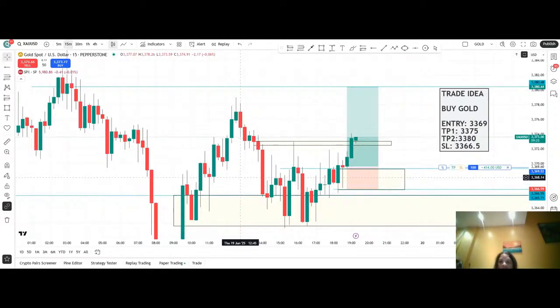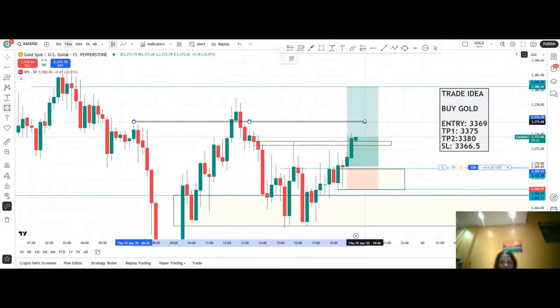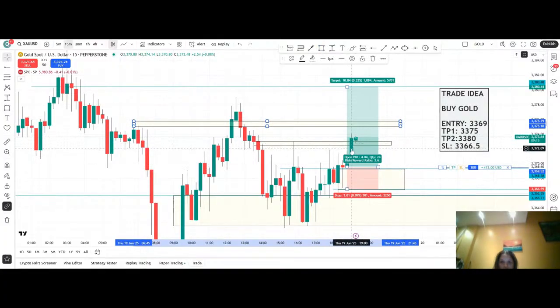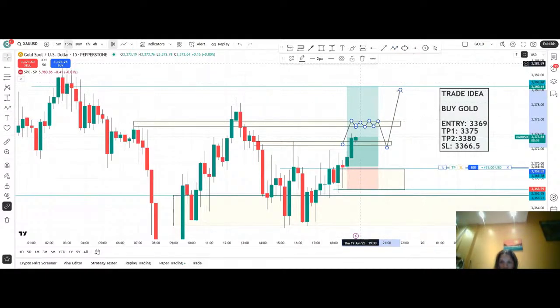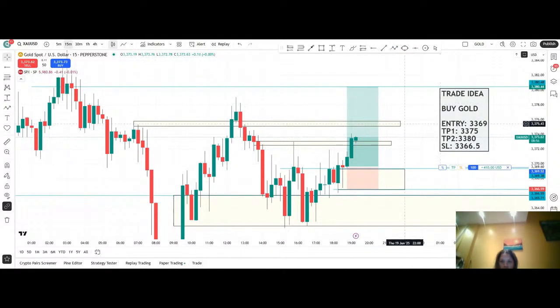If we get a break at 3375, if we can get a break here and a bullish candle like this one breaking past here, then it's still going to move up there. But price might just come here and then start to consolidate and pull back before it continues. So that's why I said TP1 will be around 3375 up here.